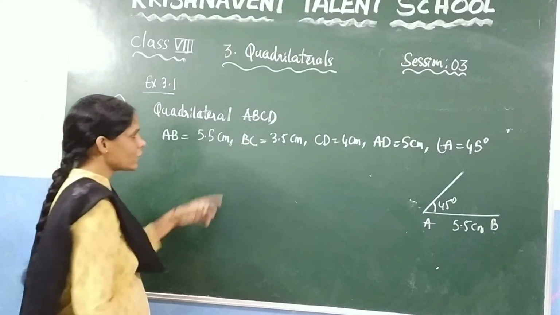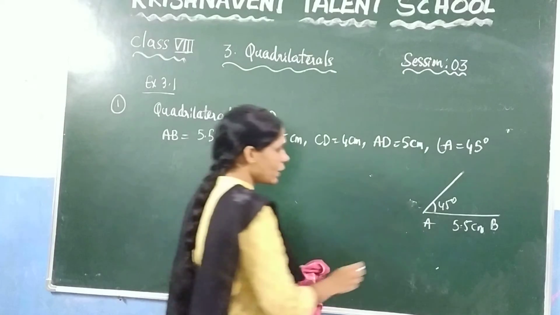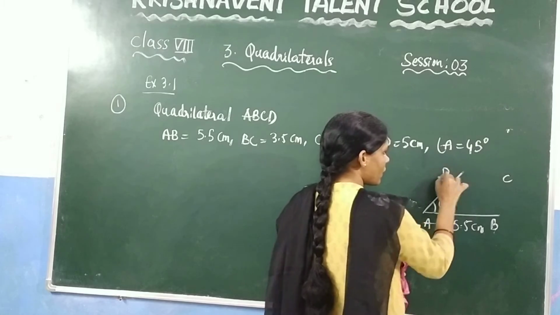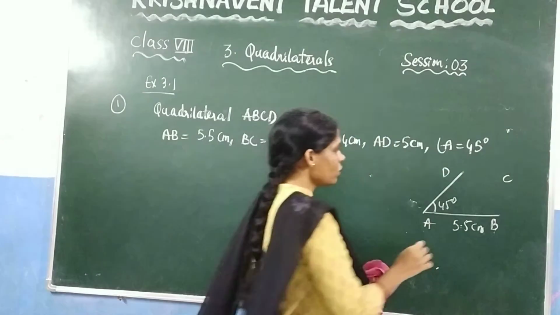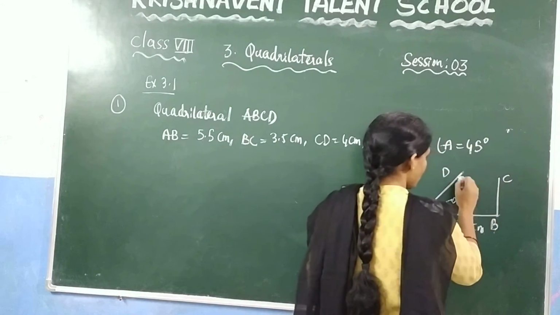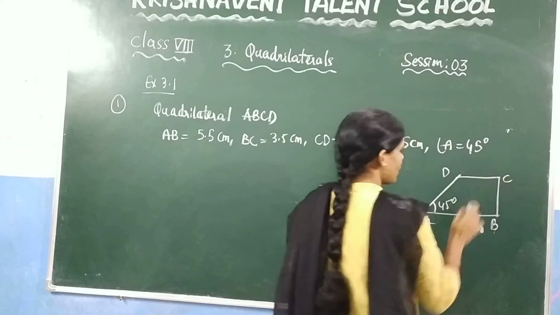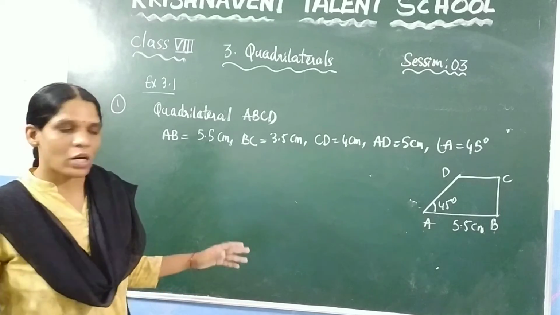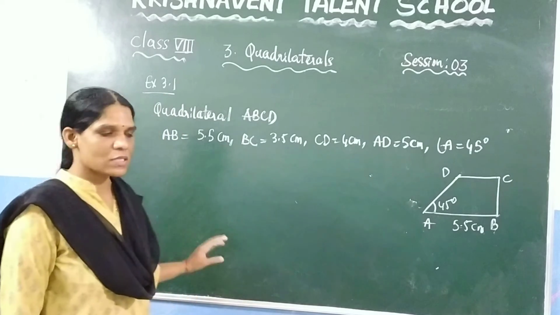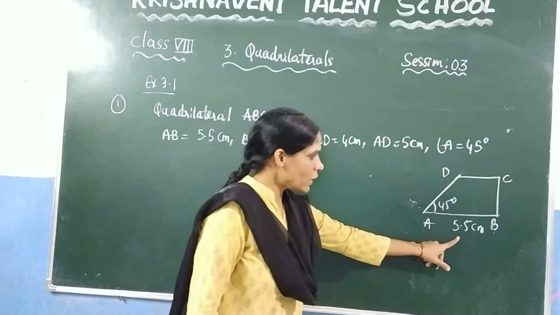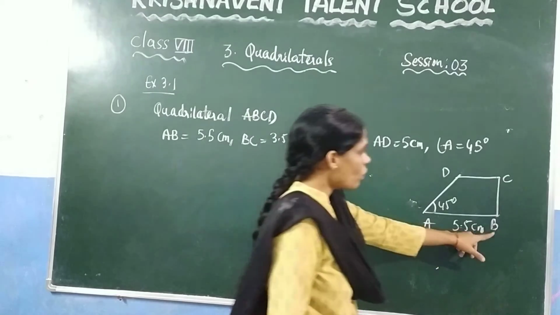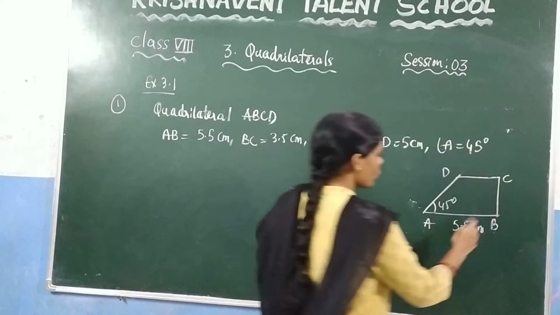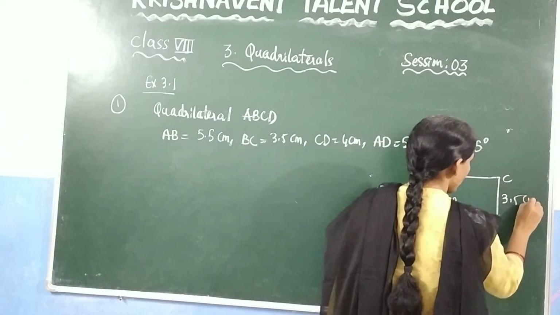Since they asked to draw the quadrilateral A, B, C, D, here A will be there, here B will be there, somewhere here C will be there, and somewhere here D will be there. Now draw the quadrilateral. It will look like this. This is not an exact one, we are just drawing the rough sketch. Now what are the measurements we know here? Just mark it. The value of AB we have written 5.5. What is the length of BC? Given in the question, it is 3.5. So this measurement should be 3.5.